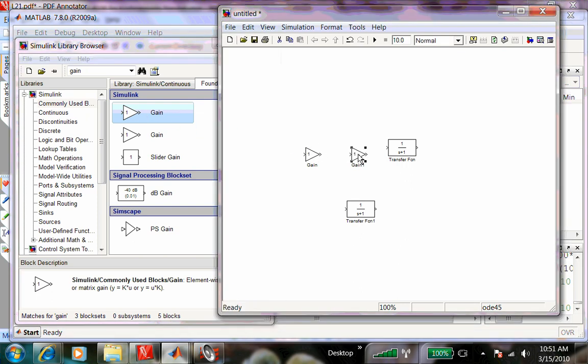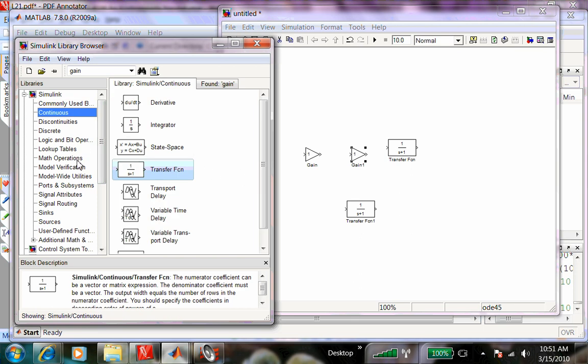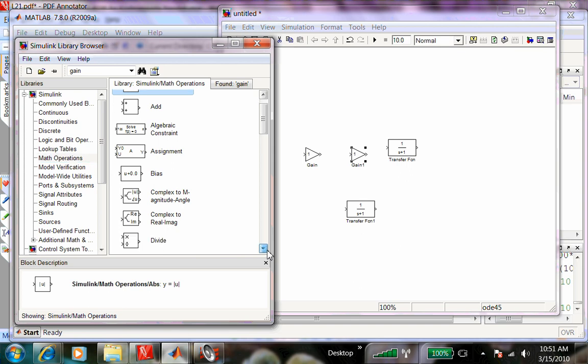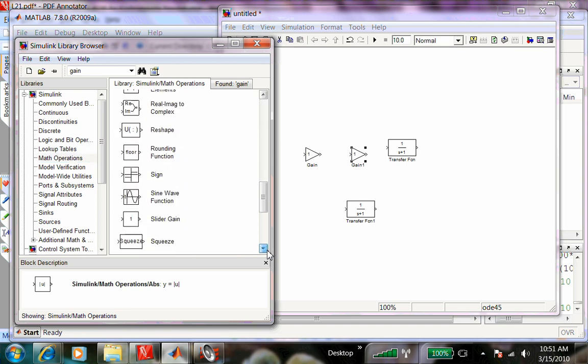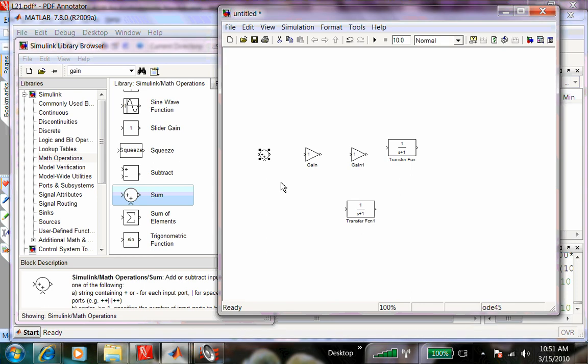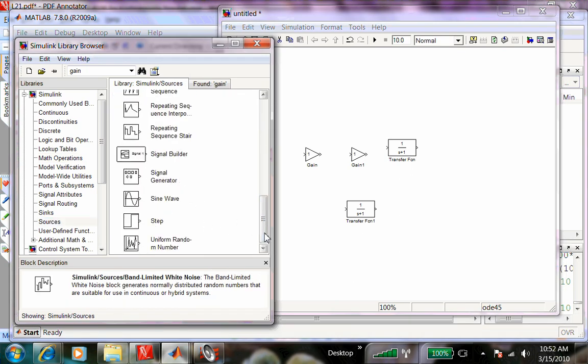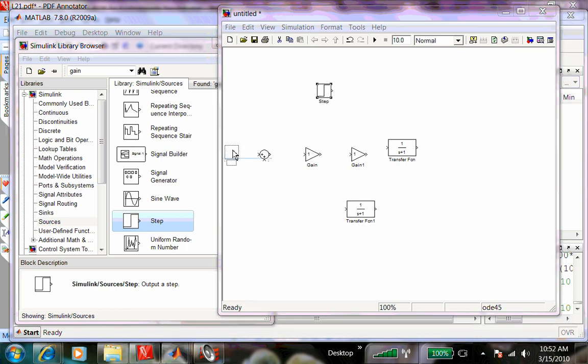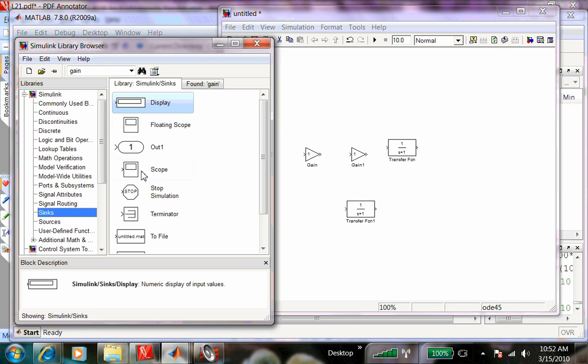I'm going to use two of them, one feeding into the other, and one is for the controller, the proportional controller. What is the main equation for the proportional controller? The output is proportional to the error. The error is going to be determined from the summation. What else do I need? A source and a sink. The source is going to be a step change. And then a sink. The sink is the scope.